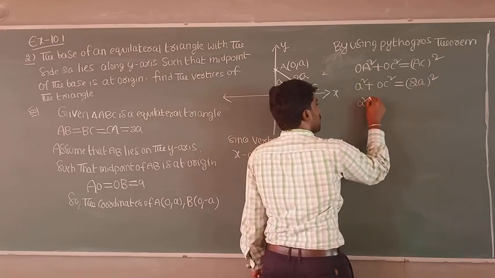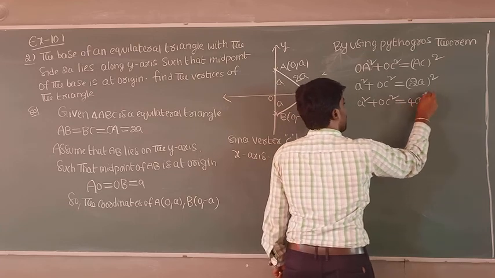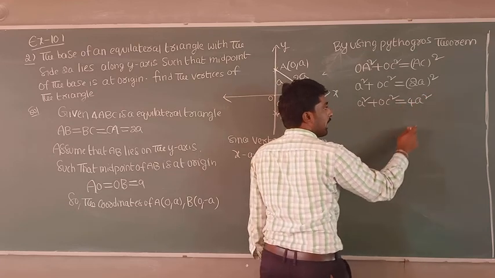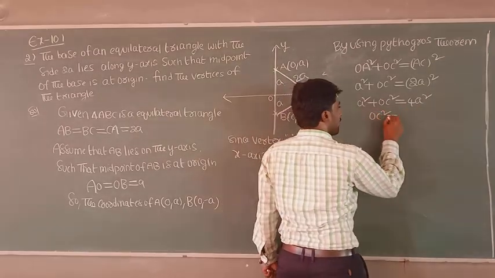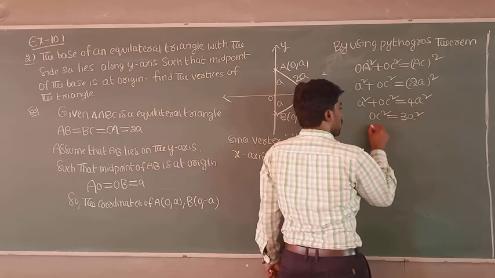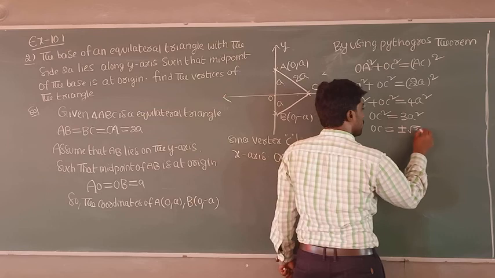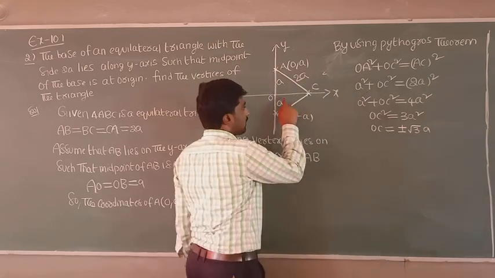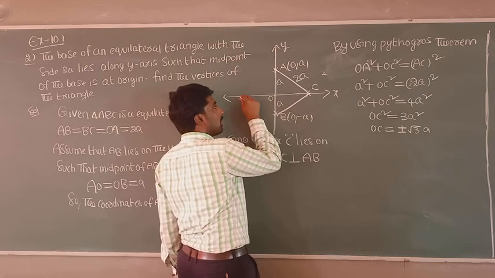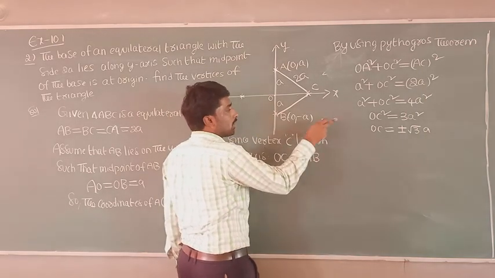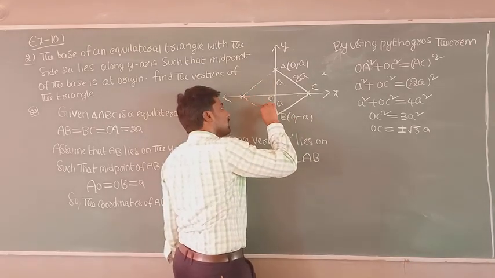So this becomes a square plus OC square equal to 4a square. If a square goes to that side, it becomes minus a square. 4a square minus a square becomes 3a square. Now OC equals plus or minus root 3 into a, which means this length is root 3a. The point also lies on the negative x-axis, so the point becomes negative, and it forms an equilateral triangle on the negative x-axis point also.